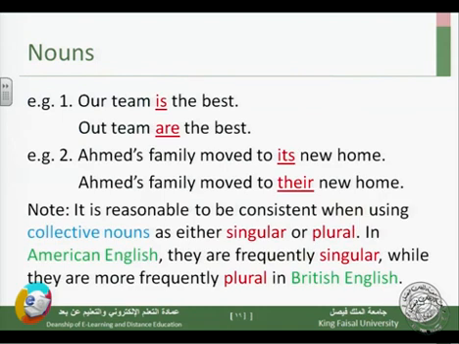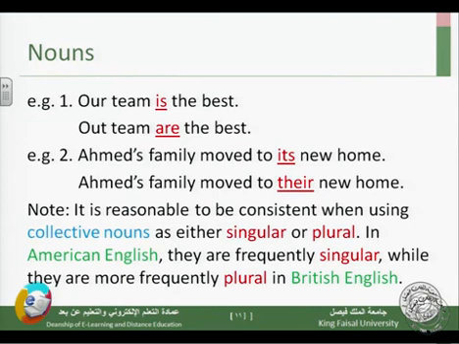In example number 1, we can say our team is the best. In this case, we're referring to the whole team as one unit. We can also say our team, there is a mistake here, it's not out, it's our. So the T is supposed to be are. Our team are the best. Are here is a plural verb, and it refers to the individual members of the team. So the team as individual members. So both of those are possible.